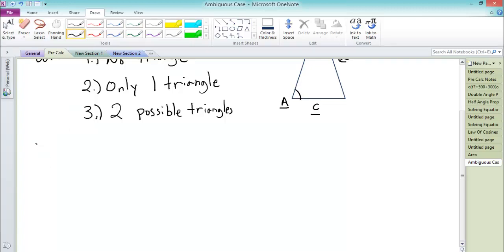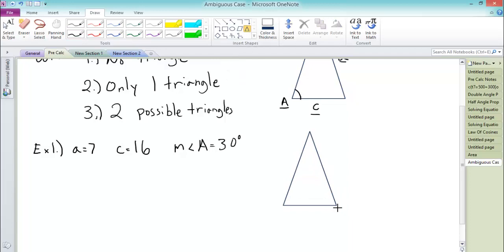Now, guys, there are a couple things that we need to remember, and we'll go over those shortly. So for example one, I'm given a triangle with side little a equal to 7, little c equal to 16, and the measure of angle A equal to 30 degrees. First thing I'm going to do is draw a triangle and label it ABC. We know that a is 7, c is 16, and the measure of A is 30.